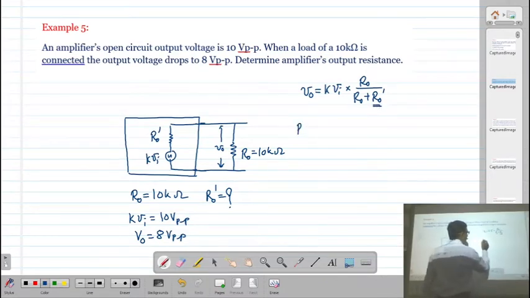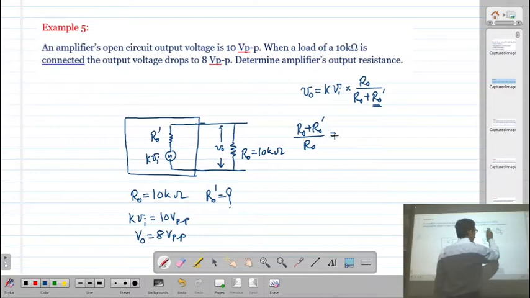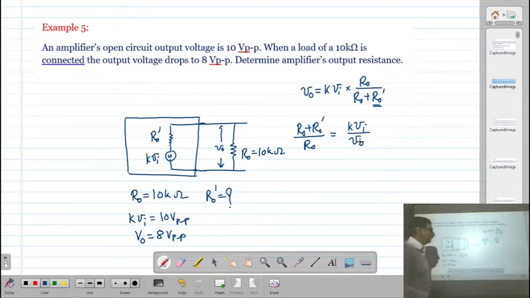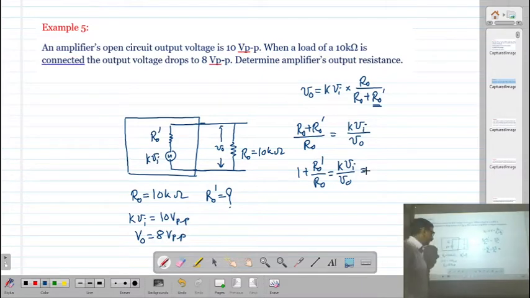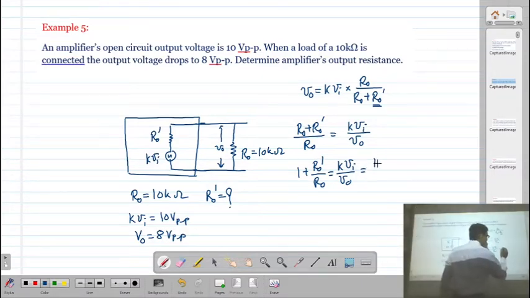So here we can write that RO plus RO dash divided by RO is equal to K into VI by VO. Correct? So here this is 1 plus RO dash by RO equals K into VI by VO. And what is my K into VI? That is the open circuit voltage, 10 volt peak to peak. And what is the output voltage? It is 8 volt peak to peak.